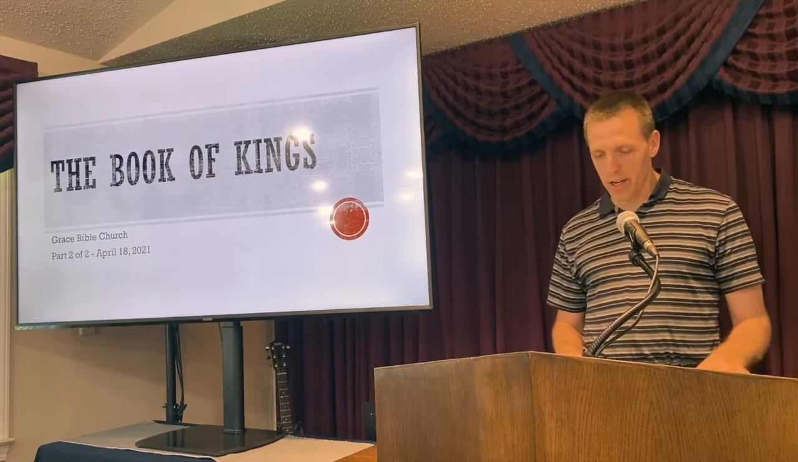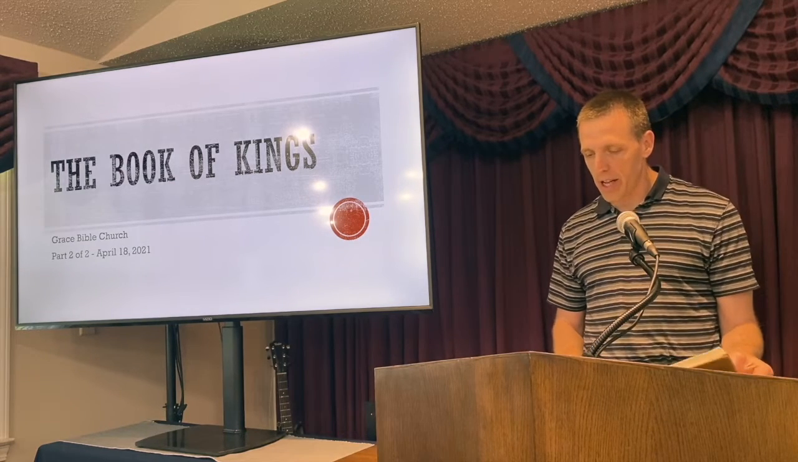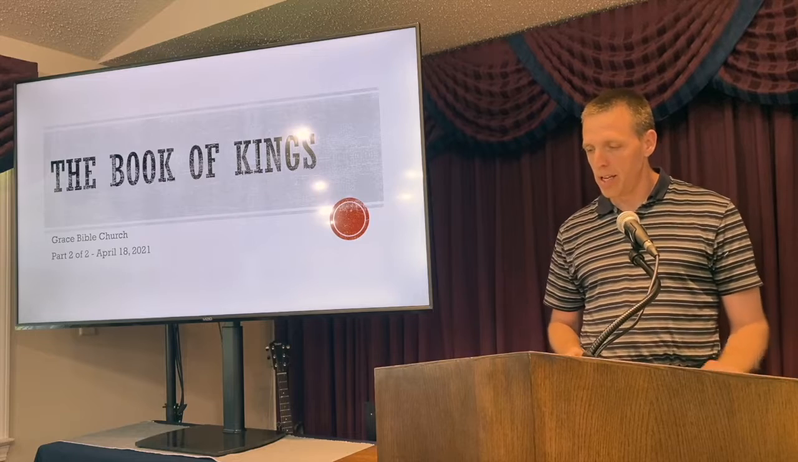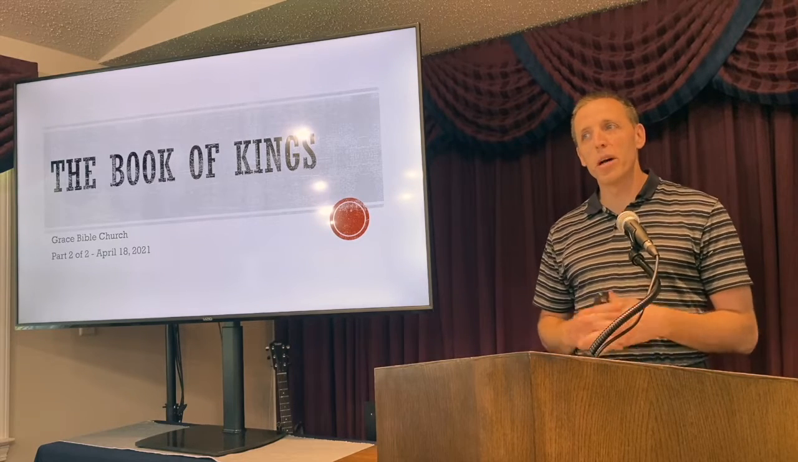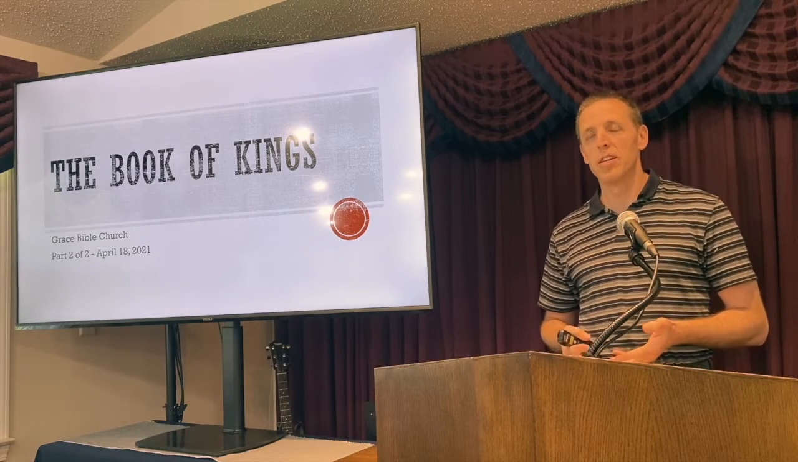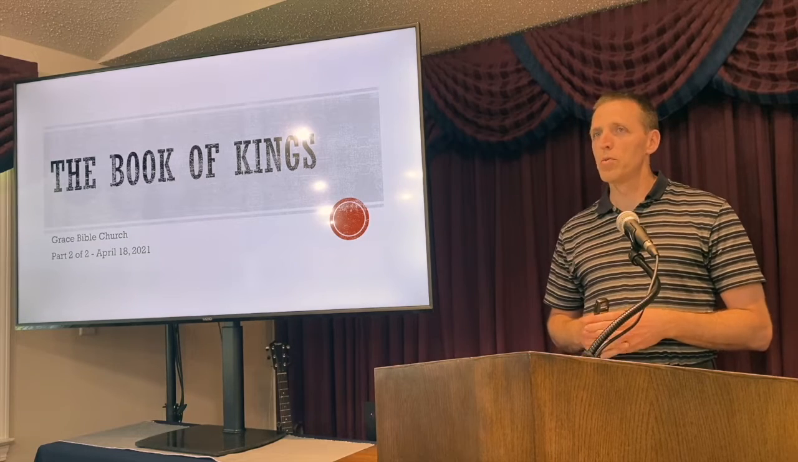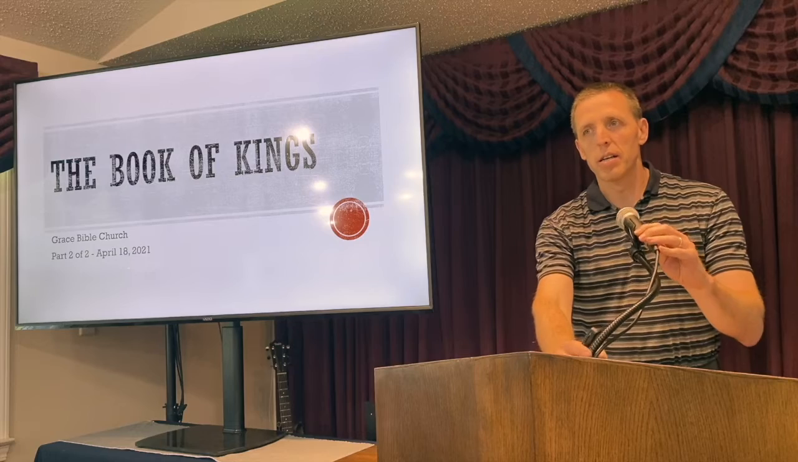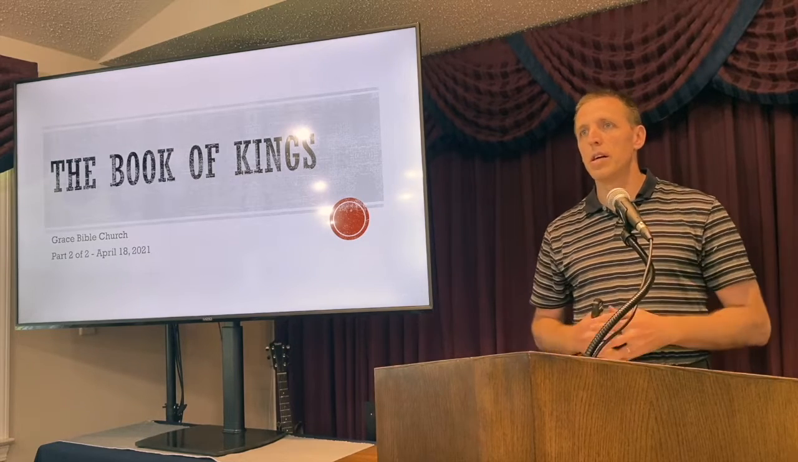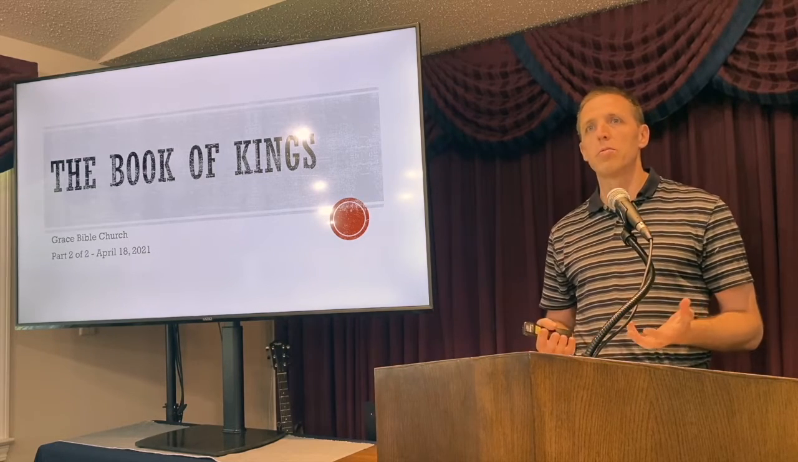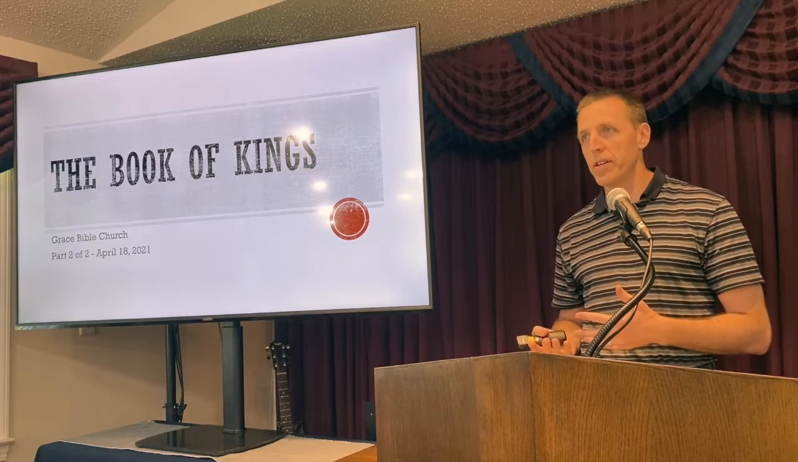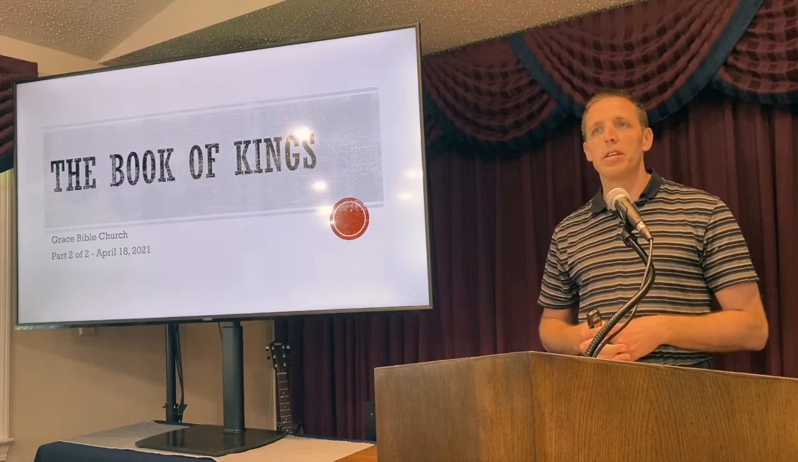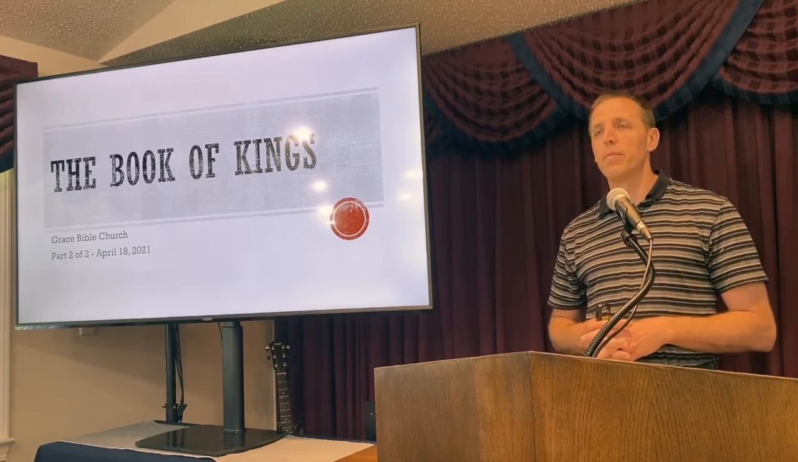Okay, so we're going to do our second and final study on the book of Kings. And you'll recall the question that we're really trying to answer, that we boiled it down to, is why in a book about kings is there so much material? A quarter of the book is devoted to two prophets, Elijah and Elisha. And what was the purpose of that?